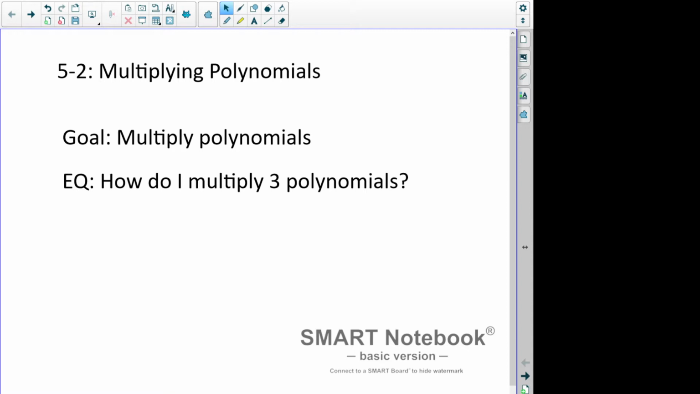And you've already done this. This is just kind of an expanded version of the distributive property. So we're going to look at some different ways to do that, some different ways to think of it, and look at some examples. So our goal today is just to multiply polynomials together. Our essential question is, how would you go about multiplying 3 polynomials together? And so we'll look at some examples of multiplying 2, and then we'll try to extend that to multiplying 3 polynomials together.